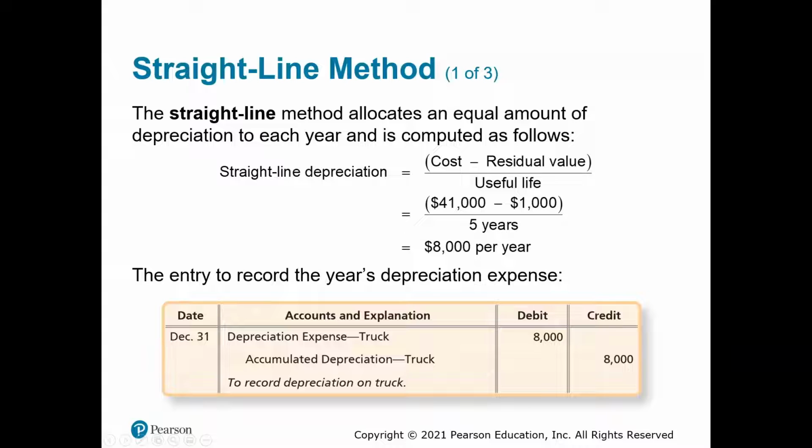So in the Smart Touch Learning example, again, the depreciable cost is $40,000. That's $41,000 minus $1,000. And you're dividing it by the estimated useful life of 5 years. And again, the annual depreciation for the truck will be $8,000 per year. So you see that there's a debit to depreciation expense for the truck and a credit of $8,000 for the accumulated depreciation.